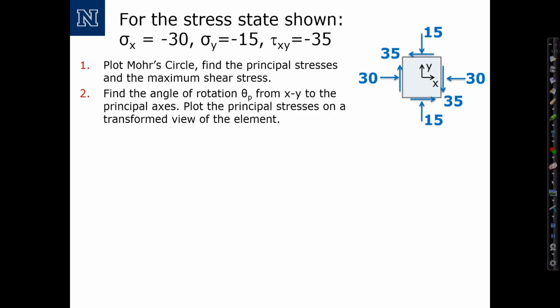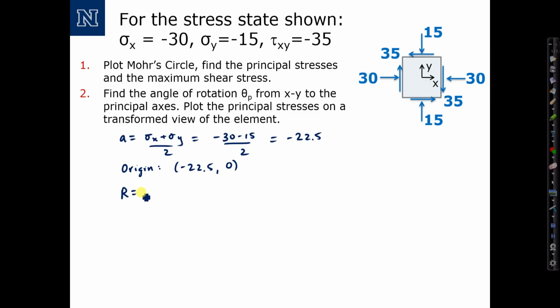So for part 1, we need to calculate a few statistics in order to be able to draw Mohr's circle. We'll start by identifying the origin. A equals sigma x plus sigma y over 2, equals negative 30 minus 15 over 2, equals negative 22.5. Therefore, our origin is located at A, 0, or negative 22.5, 0 on the sigma tau axes.